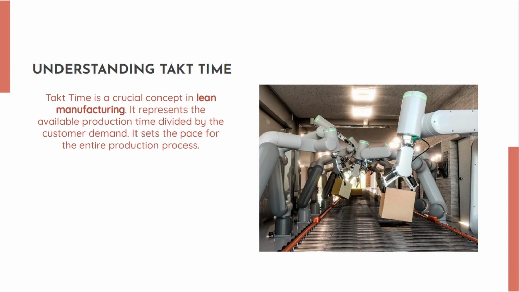So available production time divided by customer demand is nothing but the Takt time, and it helps in setting up the entire production process. So this is the basic meaning of Takt time. We are going to understand each and every component with proper examples and formula in our subsequent slides. So moving ahead.